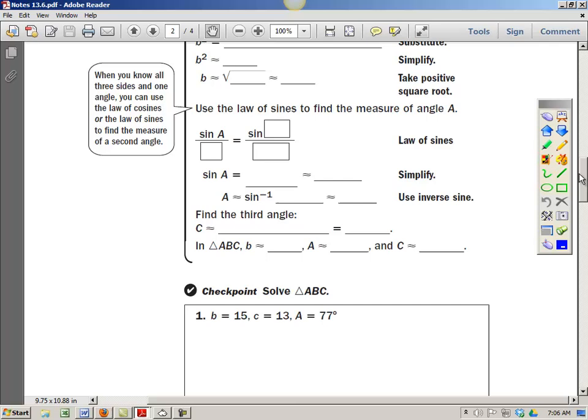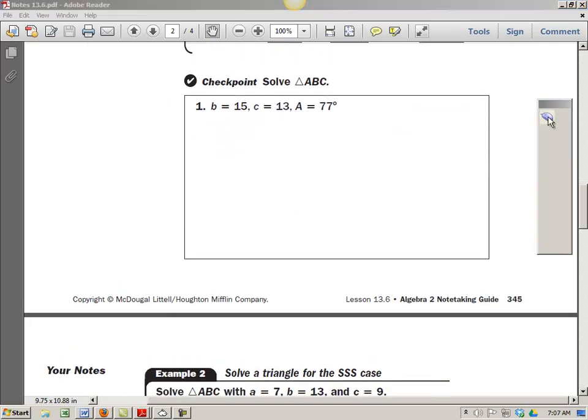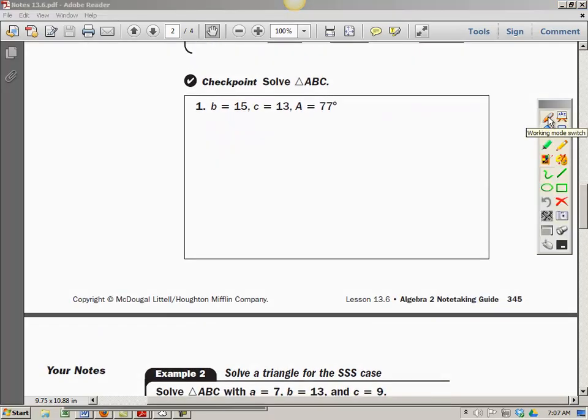Okay? All right, so checkpoint problem down below. Go ahead and give it a shot. Be right back with a solution for you guys.